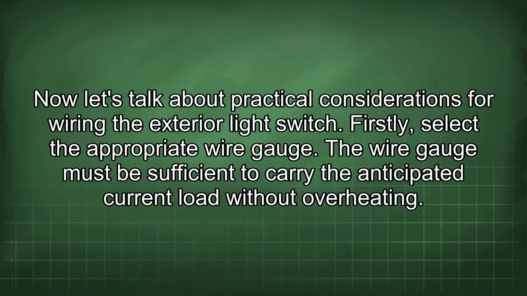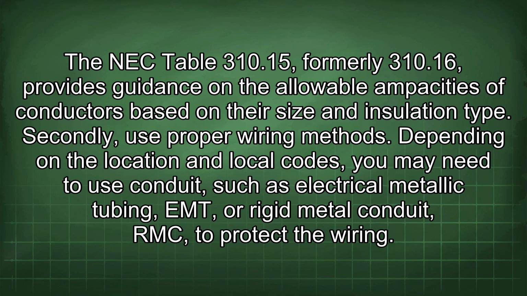Now let's talk about practical considerations for wiring the exterior light switch. Firstly, select the appropriate wire gauge. The wire gauge must be sufficient to carry the anticipated current load without overheating. The NEC Table 310.15, formerly 310.16, provides guidance on the allowable ampacities of conductors based on their size and insulation type. Secondly, use proper wiring methods.